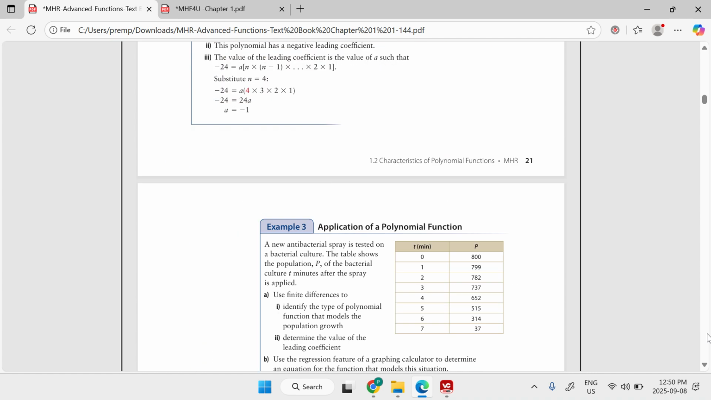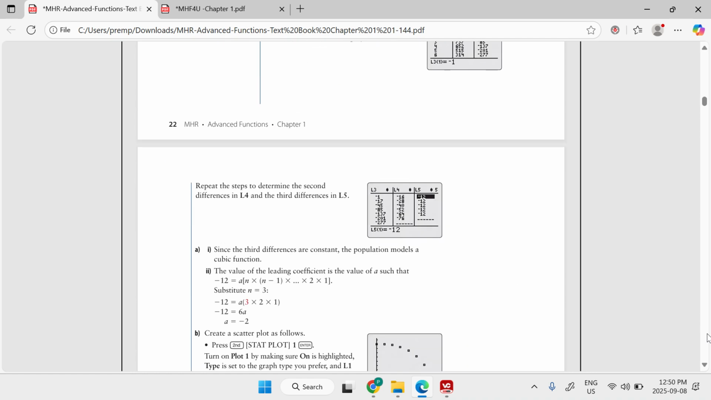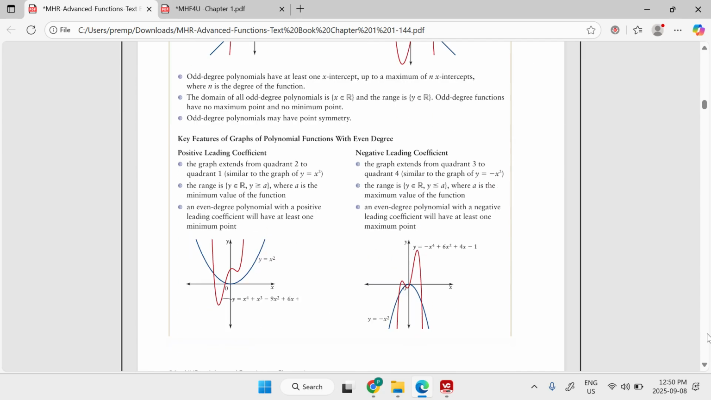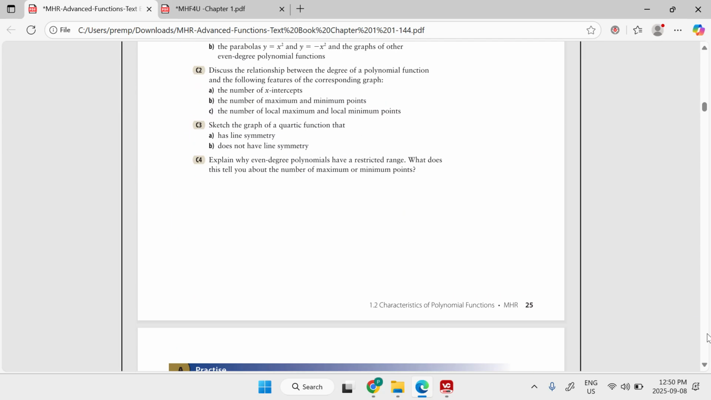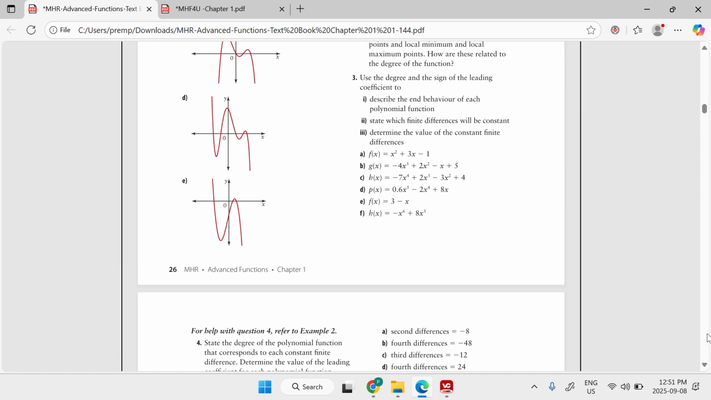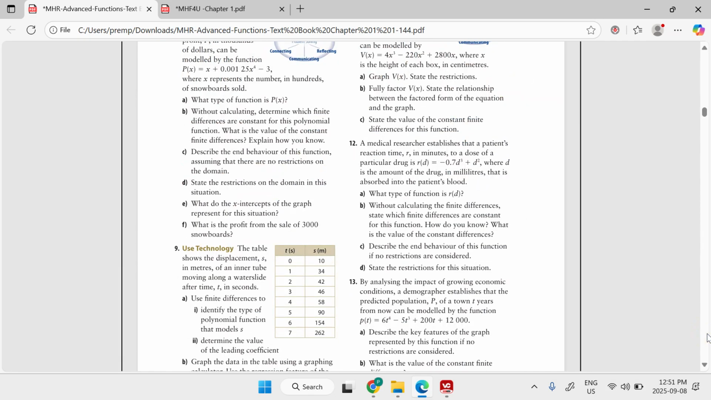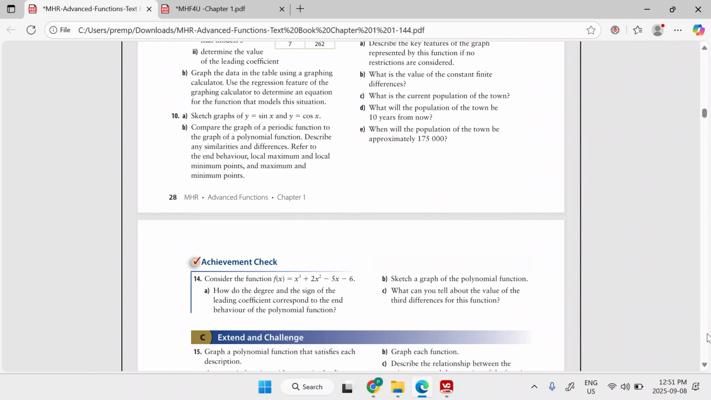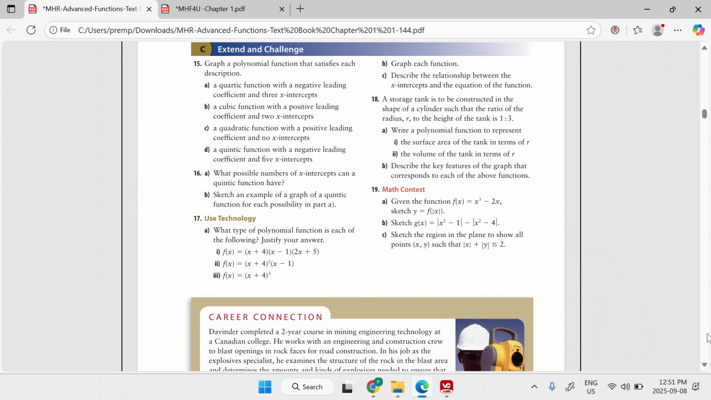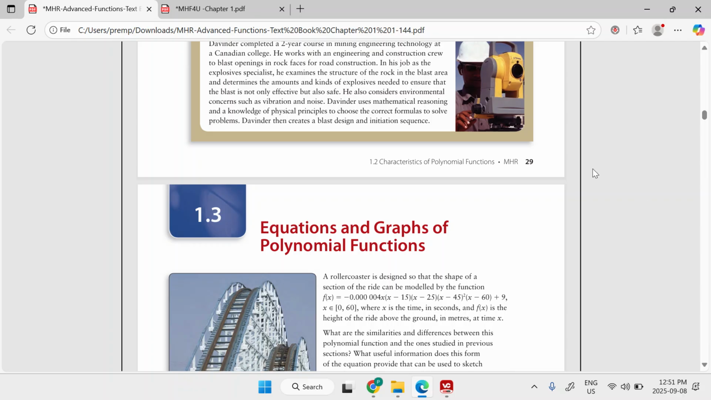And this is all about finding finite differences, and then figuring out the value of the leading coefficient and all kinds of things. You can try these questions. And I think this is all we have for this unit. So we will start with the next soon.